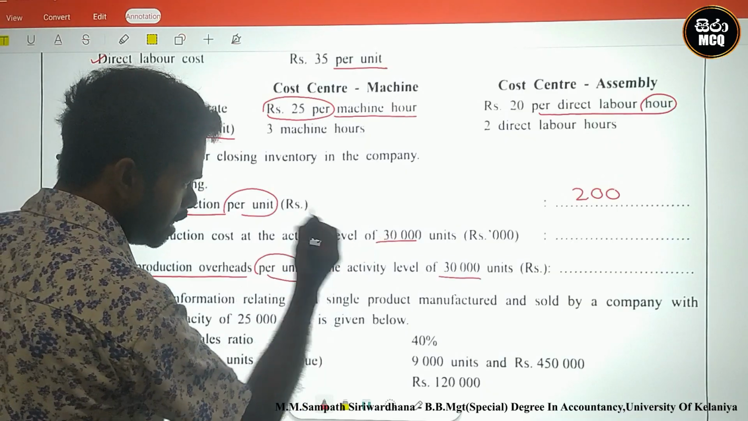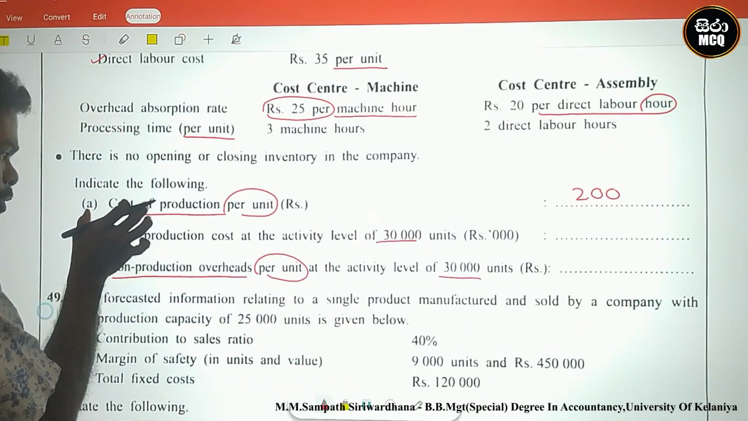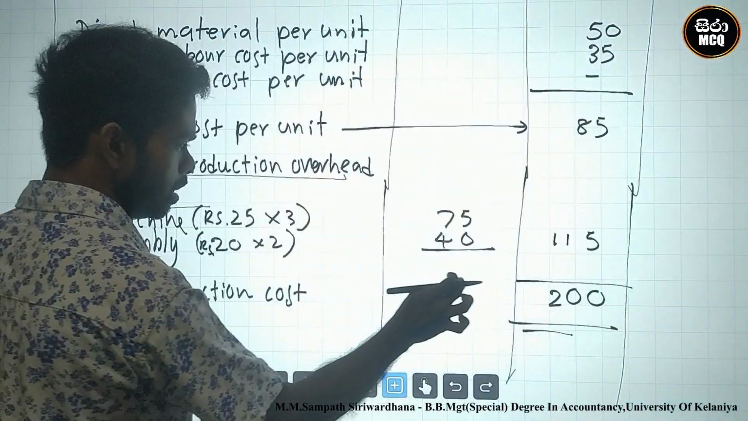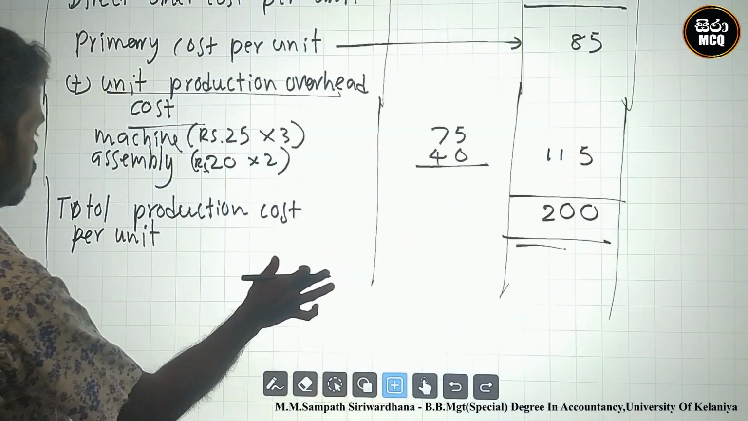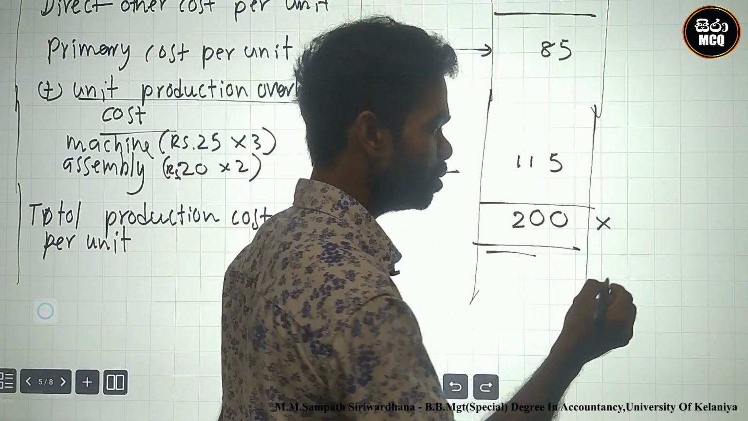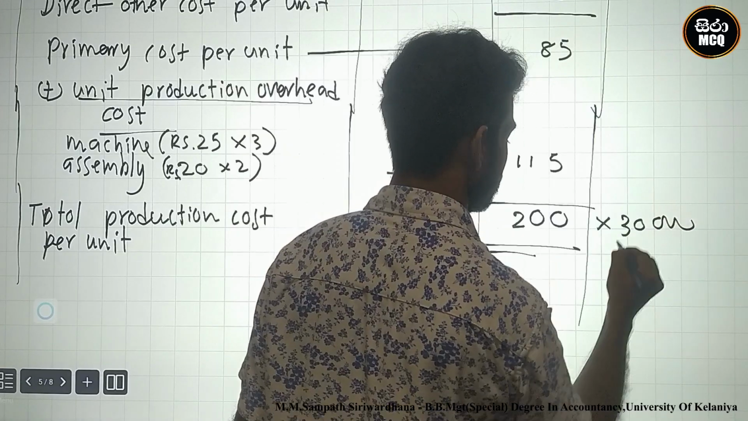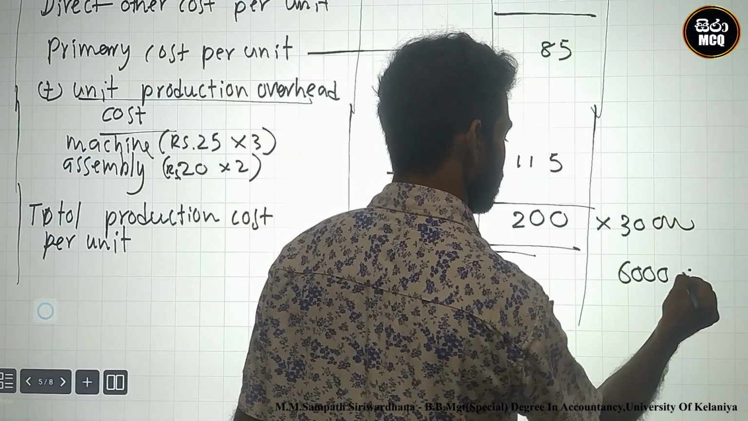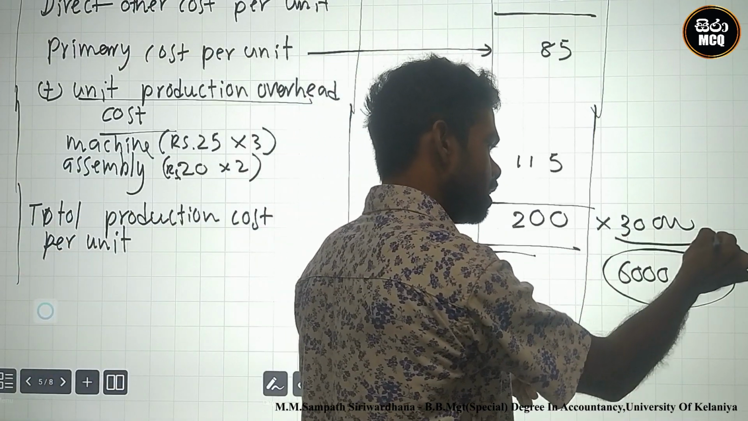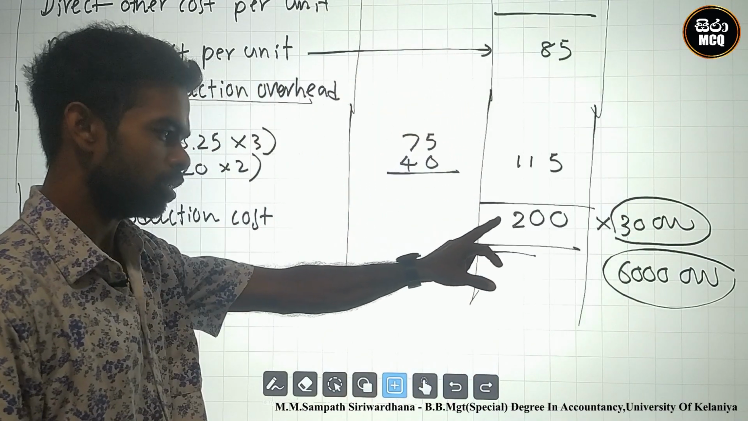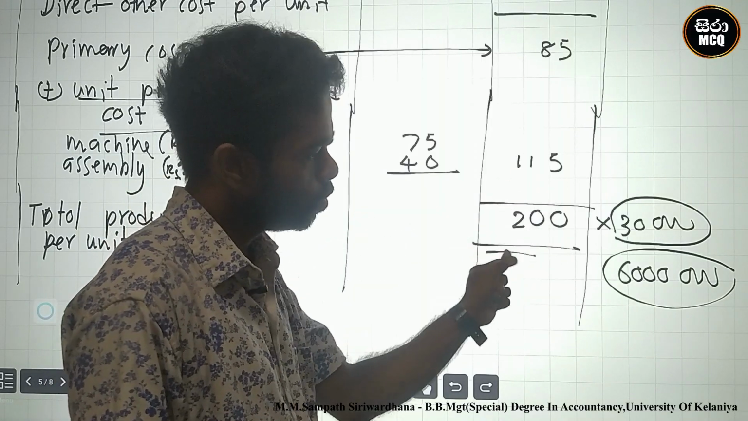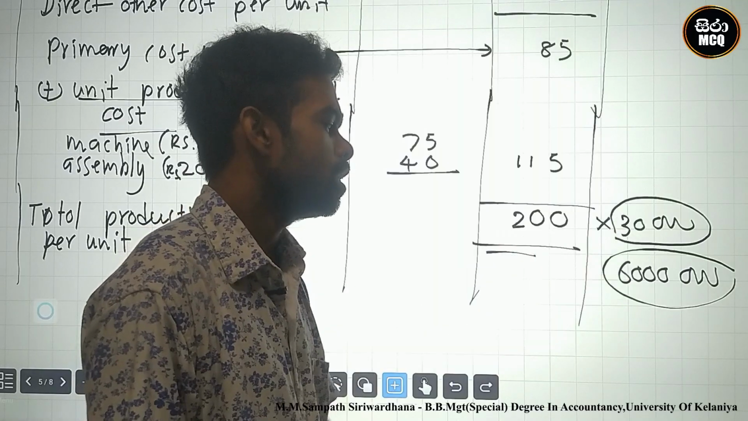In that time, with 30,000 production units, how can we calculate the total production cost? You know this is the production cost per unit. Therefore for 30,000 units, I multiply this by 30,000. Therefore I can calculate 6 million rupees total production cost for 30,000 units. One production cost per unit is 200. For 30,000 units I multiplied this and got 6 million.